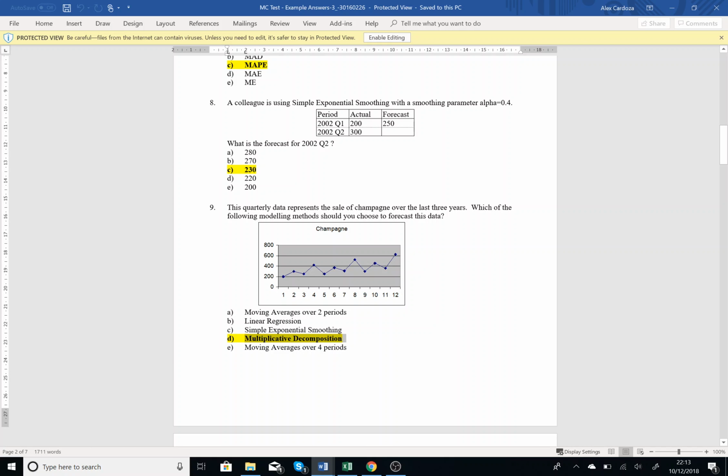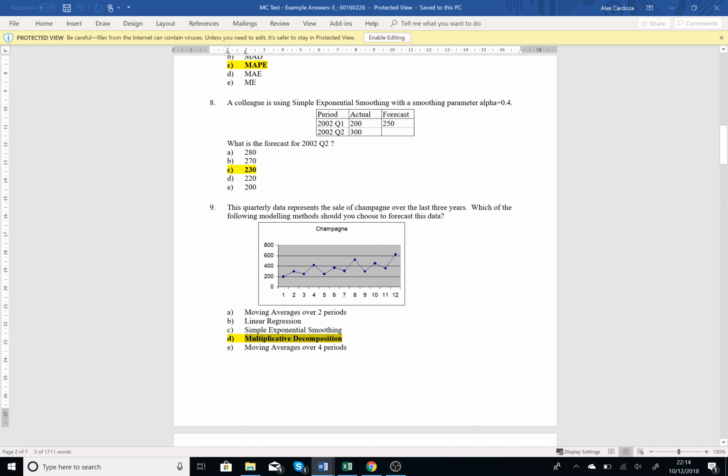Linear regression, all these other ones would not be able to deal with the seasonal trends. Multiplicative decomposition is the method you would use to deal with seasonal trends. When you look at a graph to see seasonal trends, you can see here in 4, it goes up massively, significantly from the others. And then 8, the same. And then 12 again. So you can see it's very seasonal, and that's what they're trying to show you. And that's why it's multiplicative decomposition, because of the seasonal nature of it.